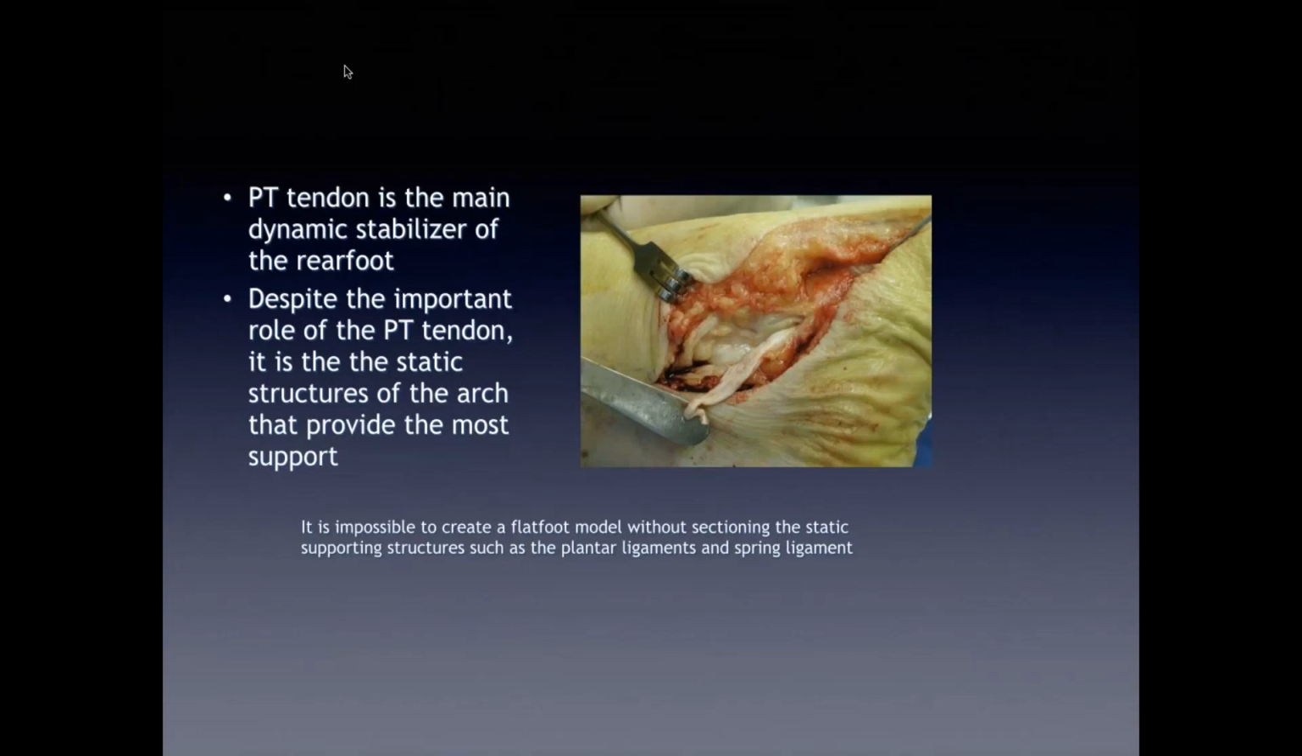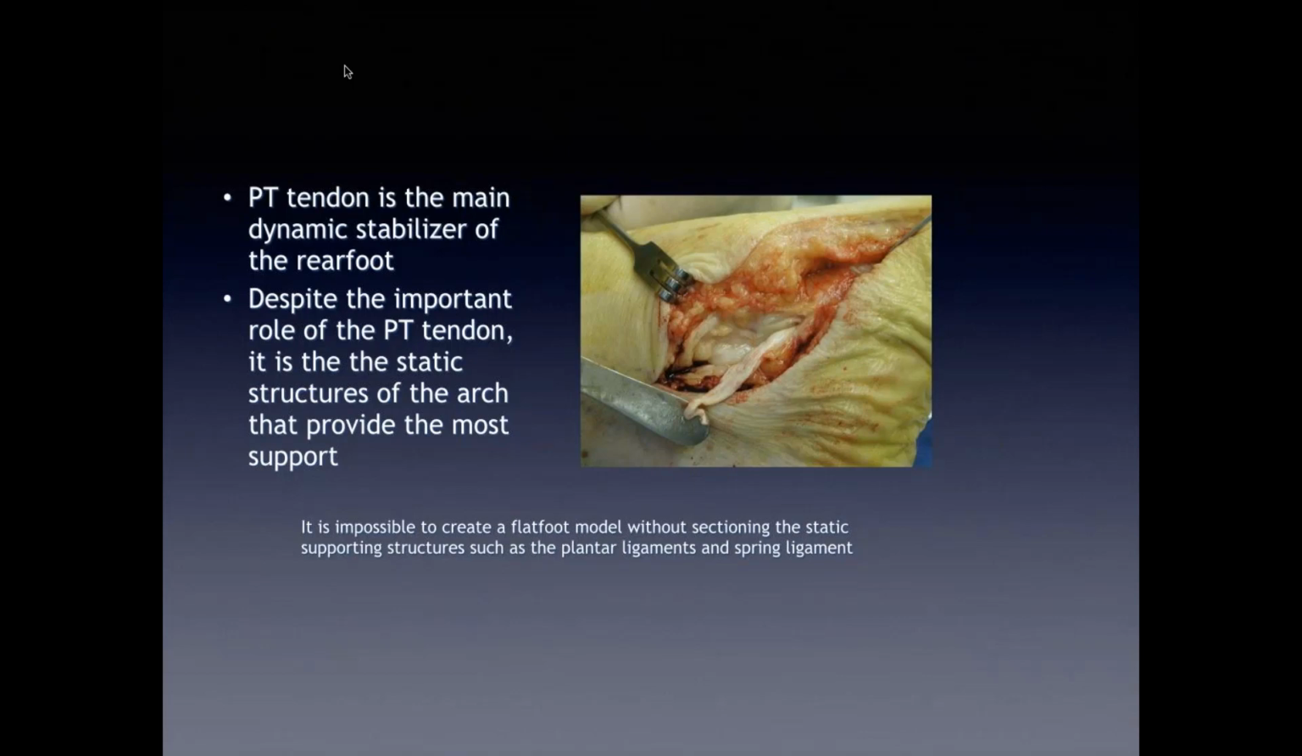So what is the posterior tibial tendon? We often think that the posterior tibial tendon is the root of all evils with a lot of these dysfunctions, and this is the major cause, and this is the only thing. Well, the PT tendon is the main dynamic stabilizer of the rear foot. Despite the important role of the posterior tibial tendon, it is the static structures. And I want to focus in on those, and that's what we need to look at in the repair. It's the static structures of the arch that provide most of the support.